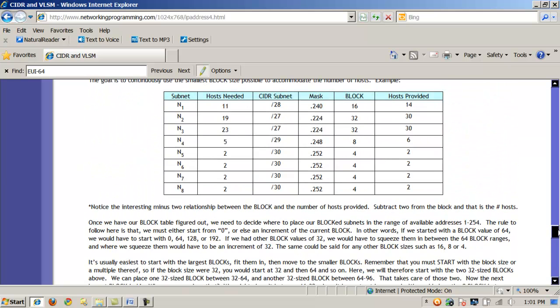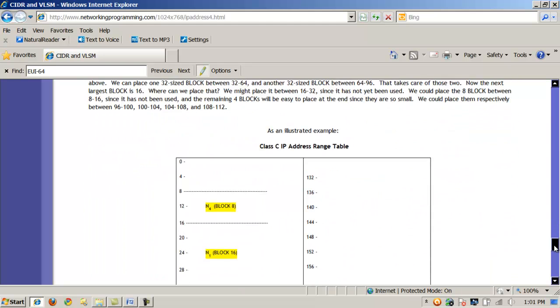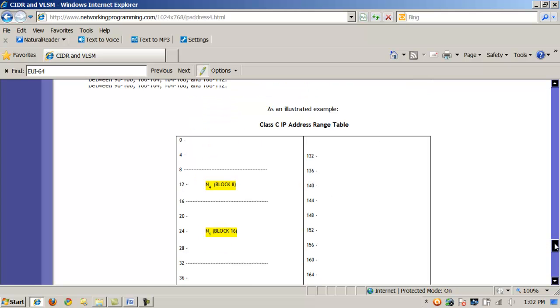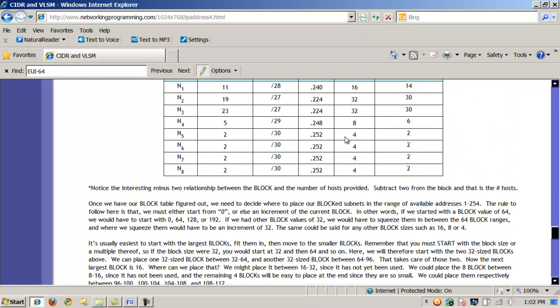And then the remaining networks that I have are fairly small. Based on a block value, I could just tuck them in anywhere I can find, using that as a base multiple. So for network 4, a block value of 8, I can just tuck him in over here. He starts at 8. And the rest of these are just 2. They're really small, only a block value of 4. And again, I can just tuck them in wherever I can find a spot.